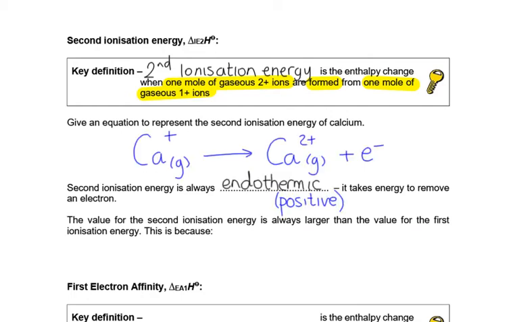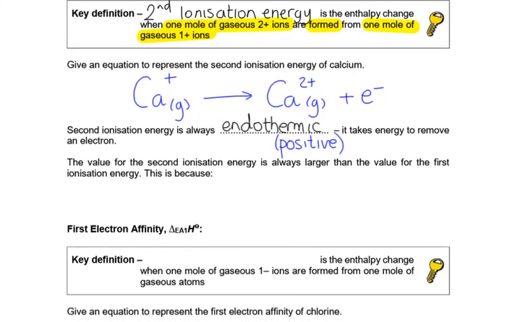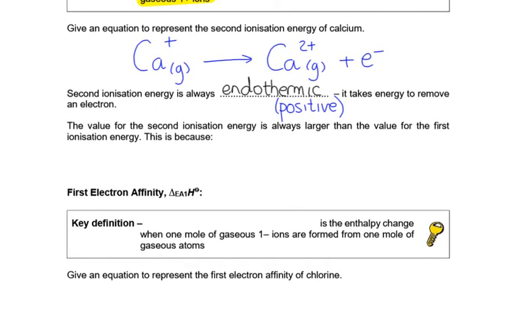So 1 mole of gaseous 1 plus ions becomes 1 mole of gaseous 2 plus ions by losing a mole of electrons. And again, it's going to take energy to pull that electron off. The value for second ionization energy will be bigger than the one for first. Why would it take more energy to remove the second electron than it did the first electron? Have a think about that, pause the video. You could think back to when we went through this in atomic structure.